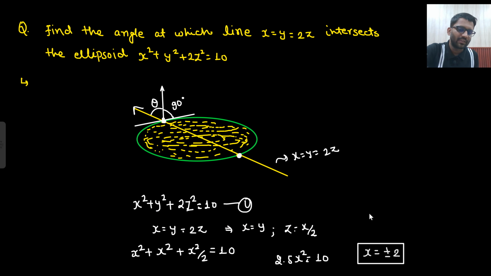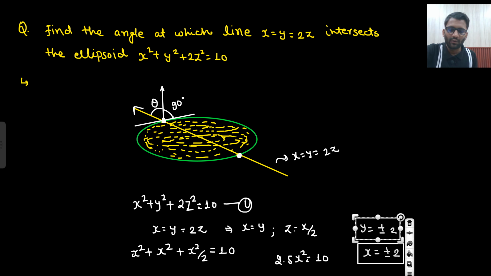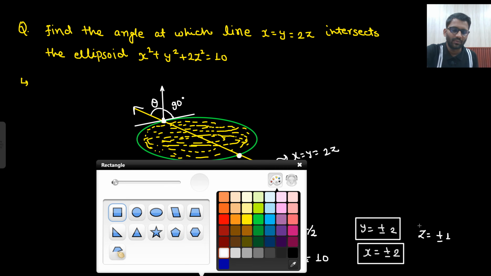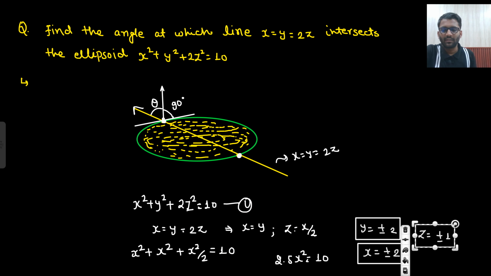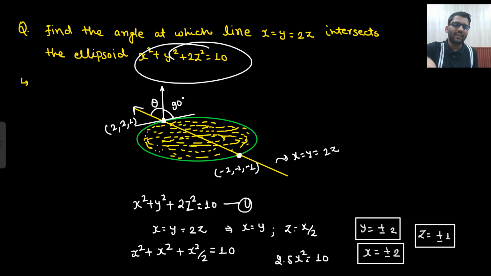So what will be the points? What will be the value of y? y will also be plus minus 2. And what will be the value of z? z will be plus minus 1, because z is x by 2. So that's the scene. This point could have been anything I can take: 2, 2, 1 I am taking as this point, and minus 2, minus 2, minus 1 I am taking as this point. So both of the points are satisfying this equation as well as this equation, right?